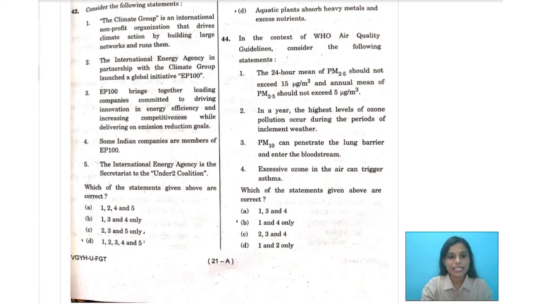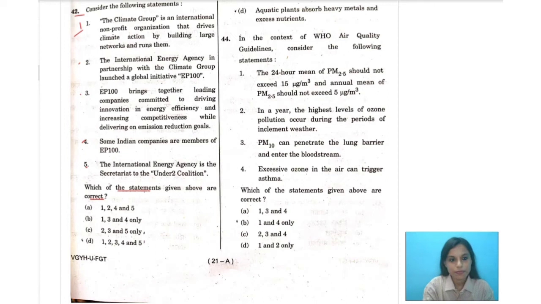As you can see on your screen, it's question number 42. They have given 5 statements over here, number 1, 2, 3, 4, and 5. We have to consider which of the following statements given above are correct. Let us go through these options once.